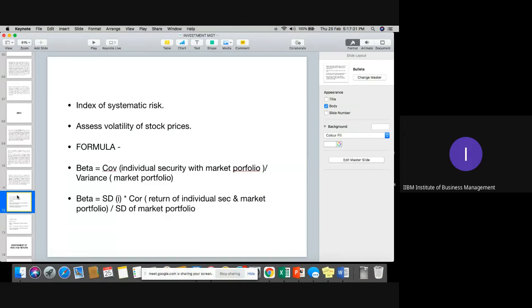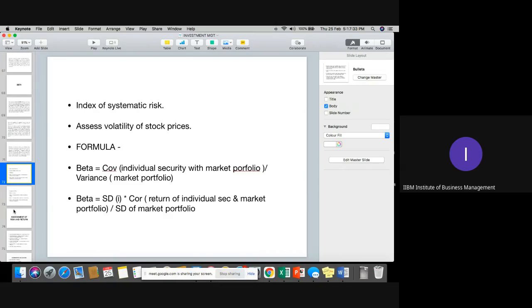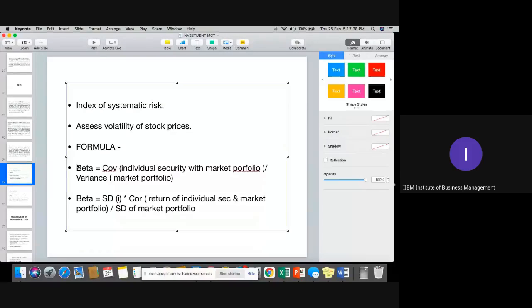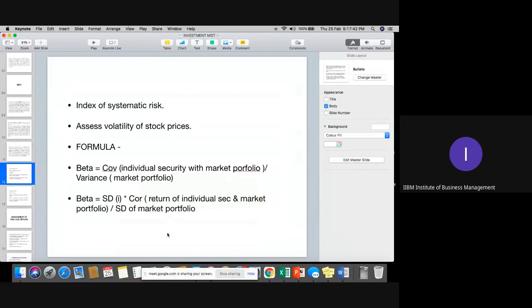Now, there are certain formulas of beta. You can see, note it down, these last two formulas, please. Beta equals covariance of individual security with market portfolio upon variance of market portfolio. Second formula is standard deviation of security into correlation of return on individual security with market portfolio, divided by standard deviation of the market portfolio.